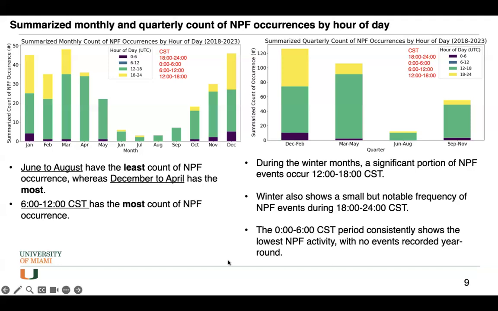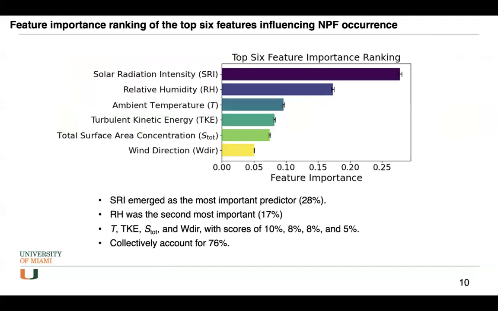So basically the take-home message from this slide is that at the season level, spring and winter have the most occurrences, but the summertime has the lowest. And the daytime has many more events than the nighttime for this specific SGP site. And we really want to understand how these environmental variables play a role and influence new particle formation.